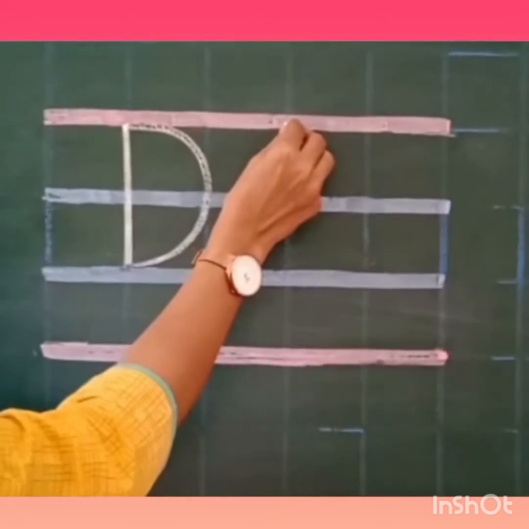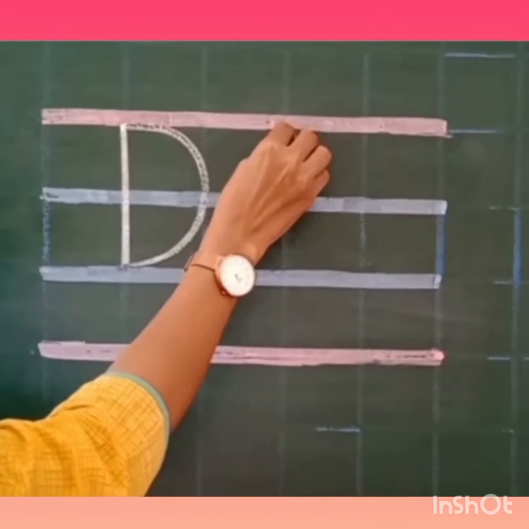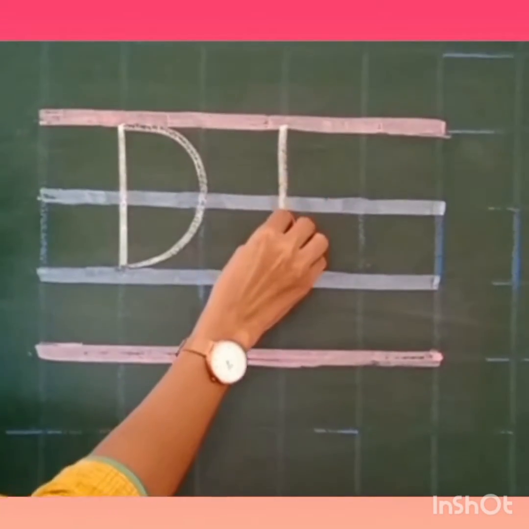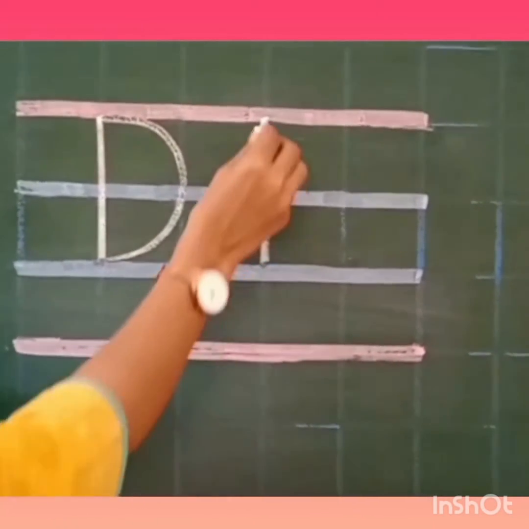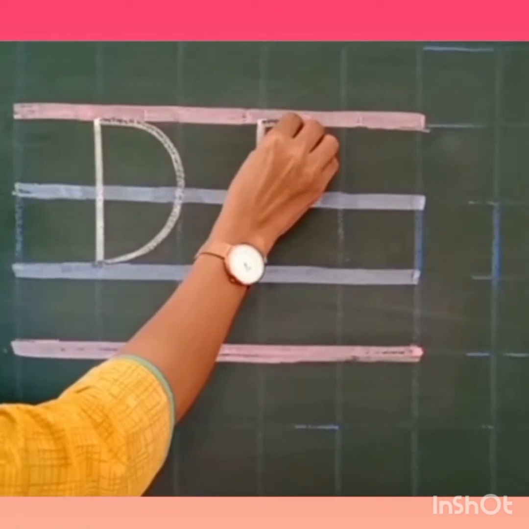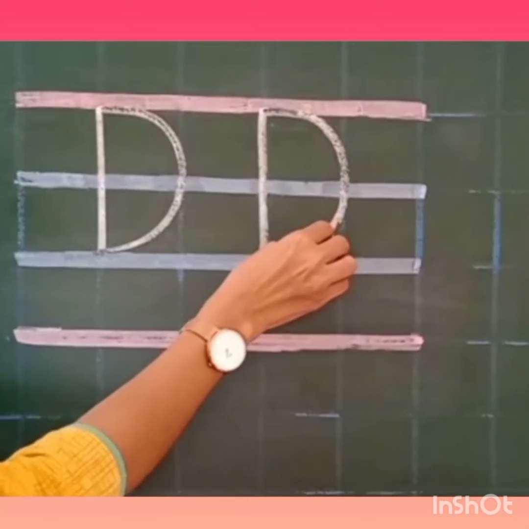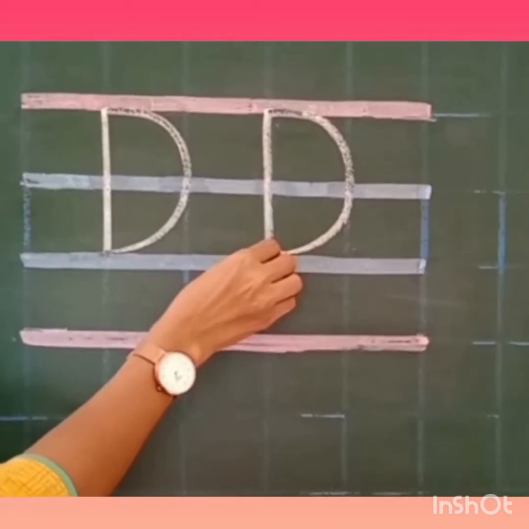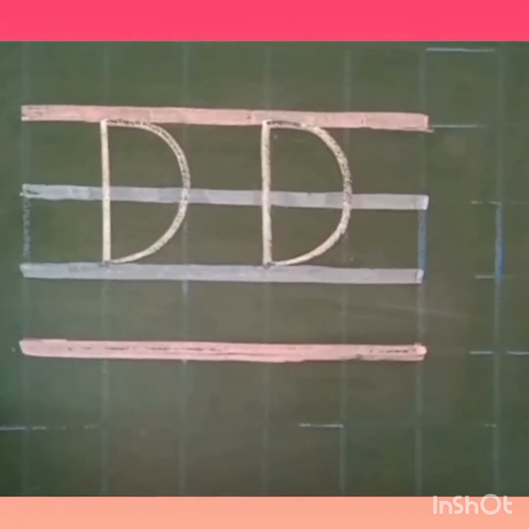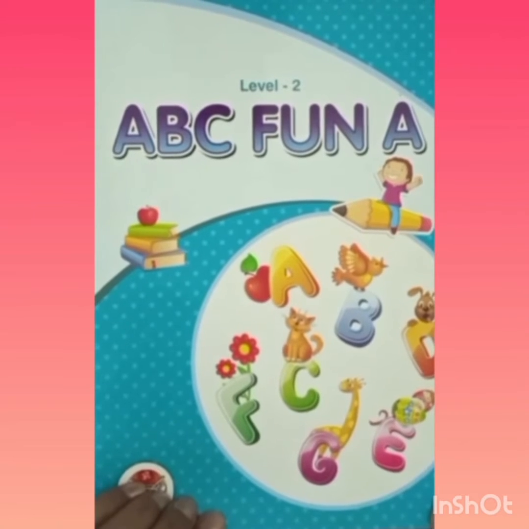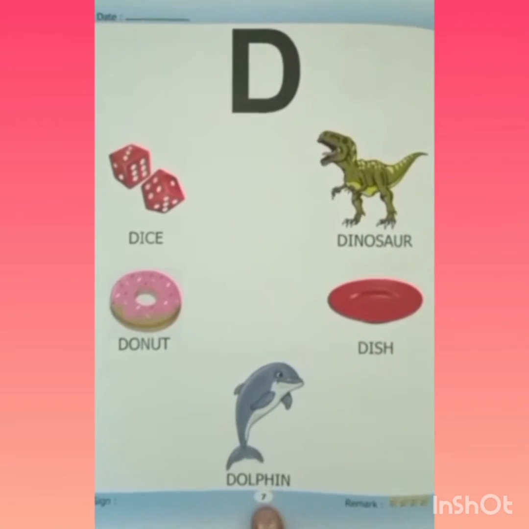One more time. First red line to second blue line standing line. Then opposite C curve from first red line to second blue line. Capital letter D. Children, in your ABC fun book, open page number 7.